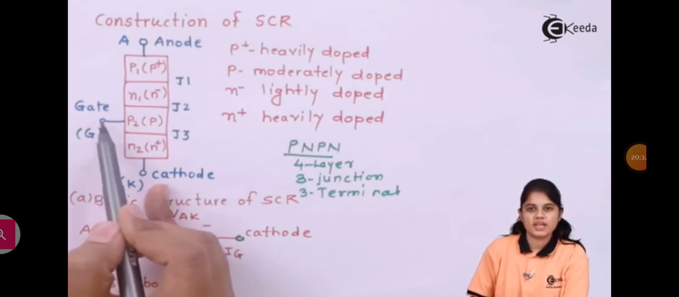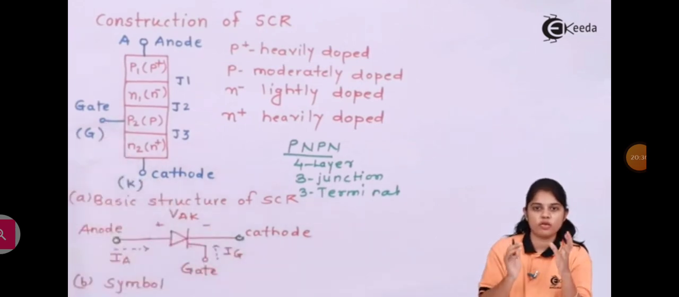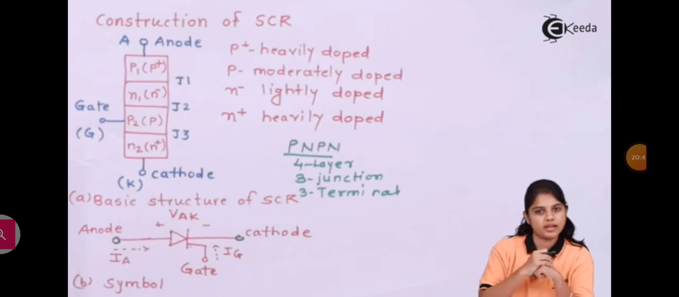We all know that gate is a controlling terminal. Why is it known as a control device? Because we can control the operation of an SCR by using a gate terminal, either providing a current or keeping it in an open state.